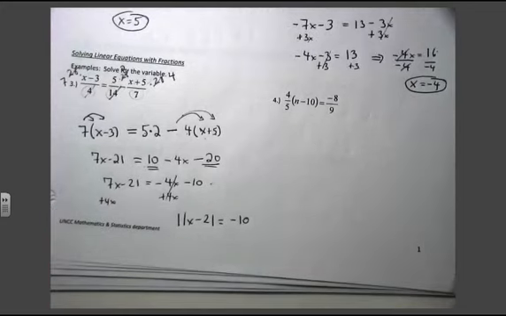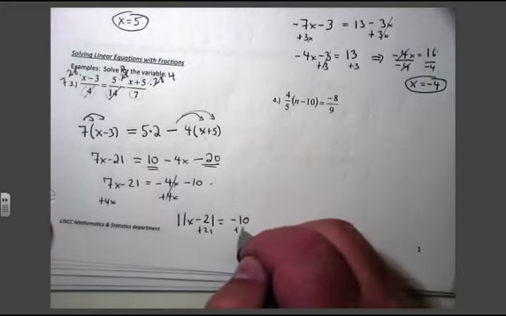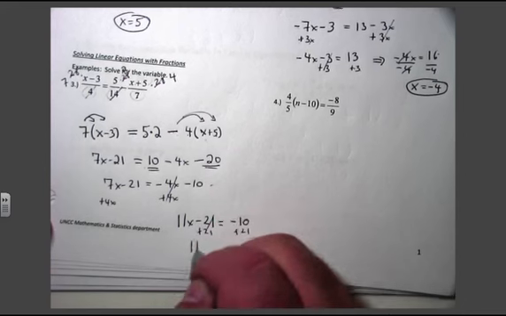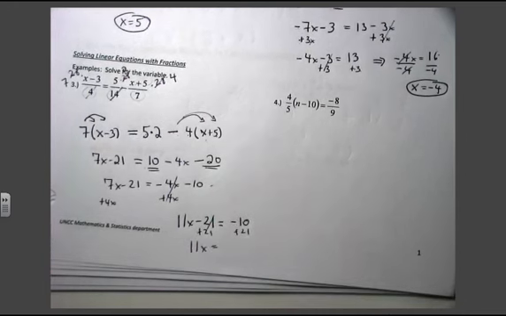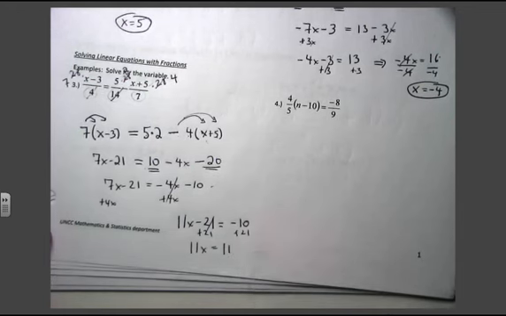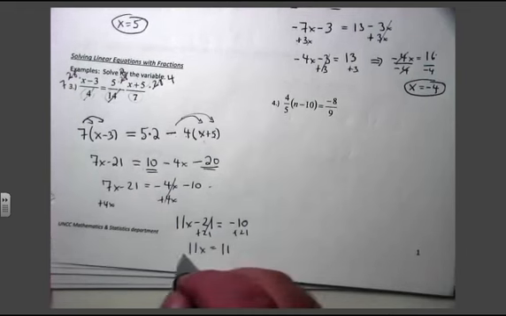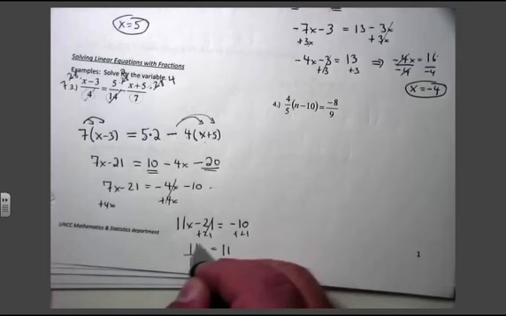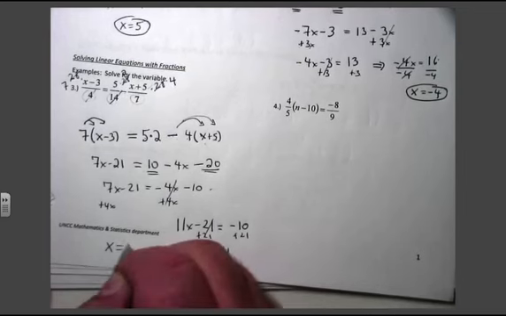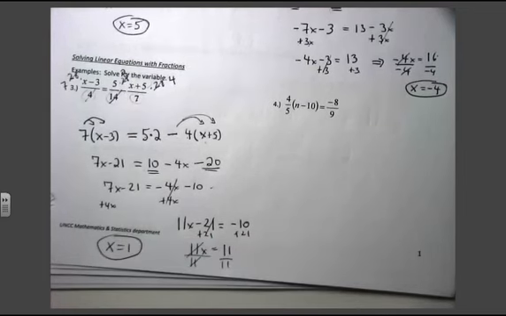Now I'm going to add 21 to both sides to get the x by itself. 11x is equal to, what is negative 10 plus 21? 11, makes it nice. I made up these problems, so what's the answer? Divide by 11 on both sides and you get x equals 1. Does that make sense? And regardless of which side you manipulate it to, when you divide out, x will always be 1.